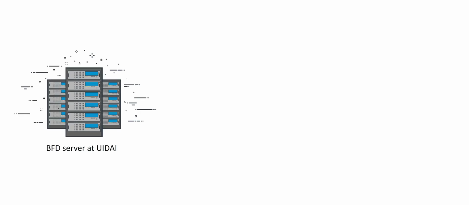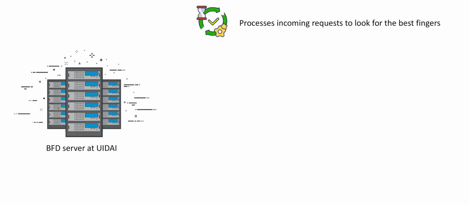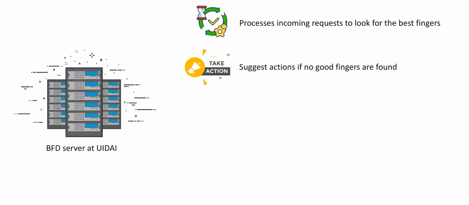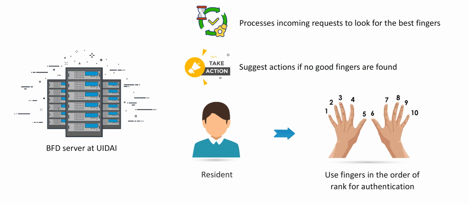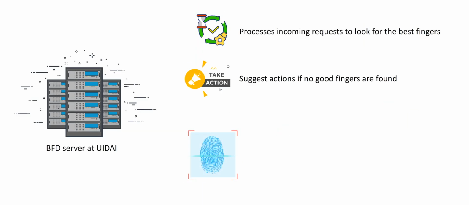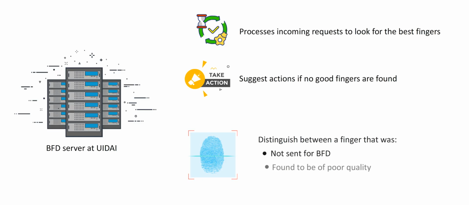The BFD server at UIDAI processes incoming requests to look for the best fingers among incoming fingers. The best finger process is expected to indicate all good fingers except the best fingers and to suggest actions if no good fingers are found. The resident is expected to use his or her fingers in the order of rank for authentication. The BFD application must be able to distinguish between a finger that was not sent for BFD and a finger that was found to be of poor quality.